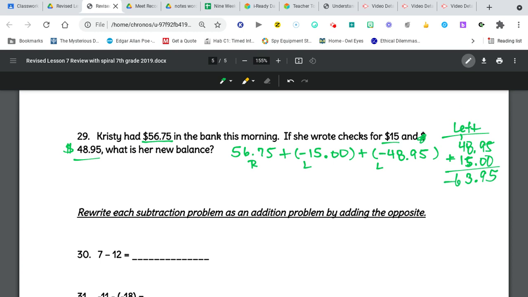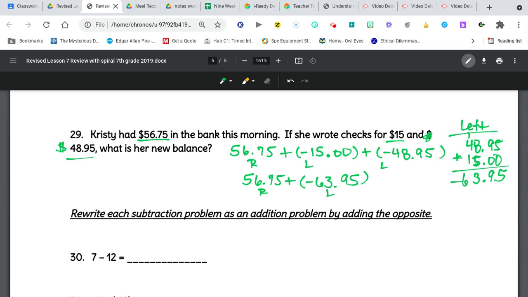So, poor Christy. $56.75 to the right, plus negative $63.95 to the left. Oh, she's not very good with money. She's in the hole. Okay, so let's subtract. How far in the hole is Christy? Let's see. And that says different directions subtract, guys. That's 0 to regroup here. She's $7.20 in the hole.